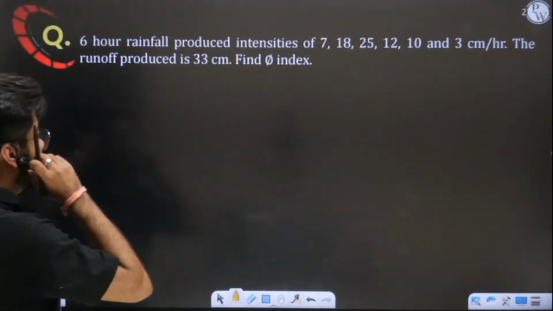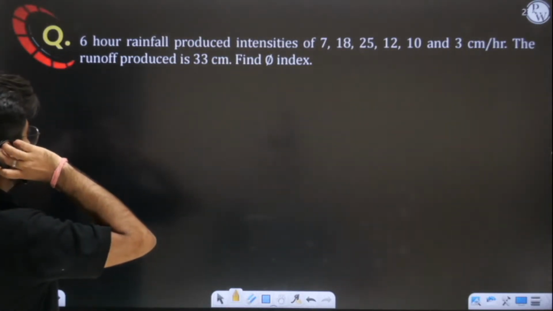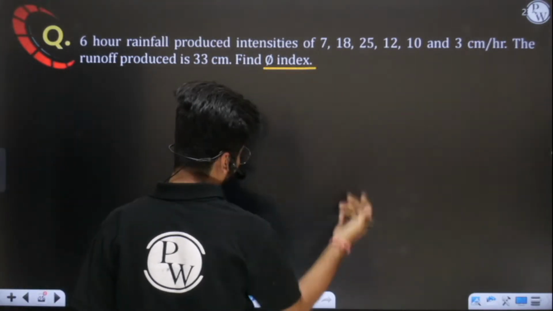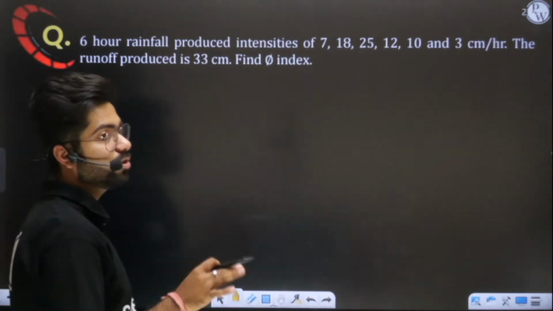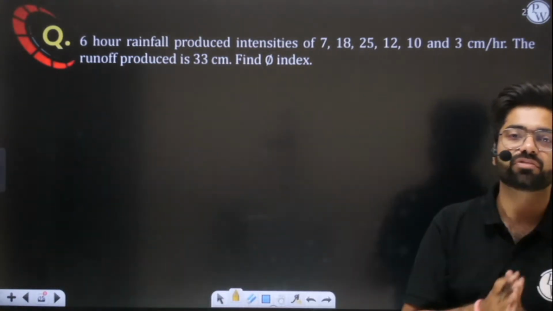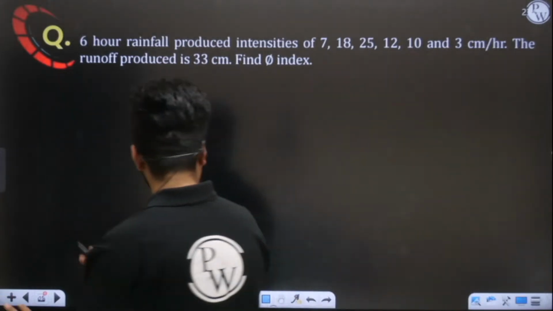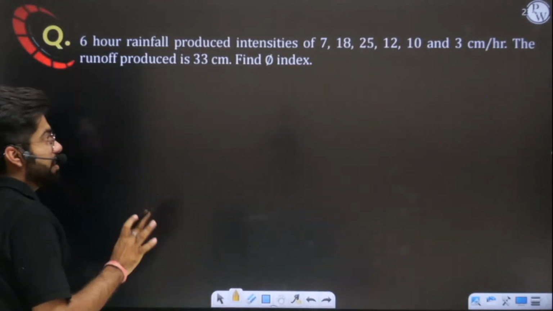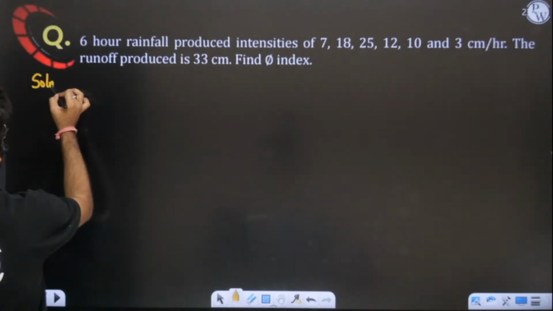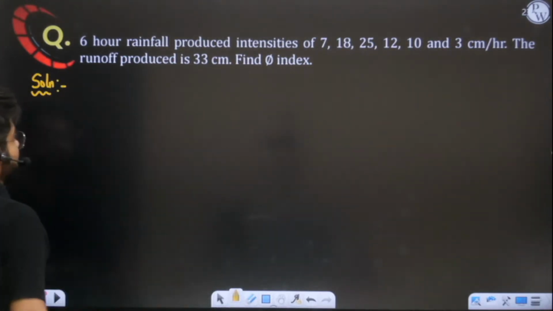Okay, so sir, you are saying we have to find phi index here. In this question it is saying we have to find phi index. How? So sir, you have told me the very first step is draw hydrograph. Okay, I will not do anything; in the very first step, I will draw hydrograph. So how will I find phi index?